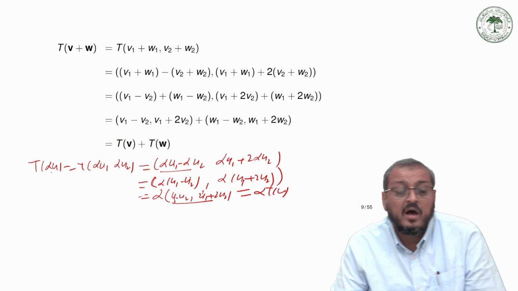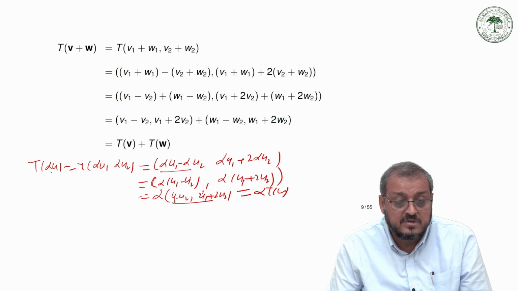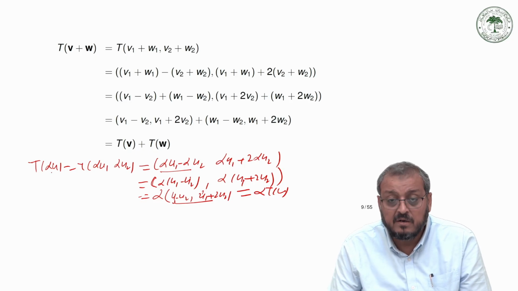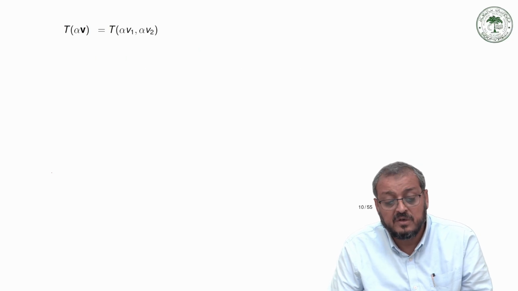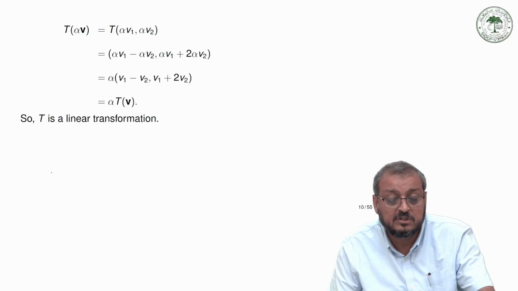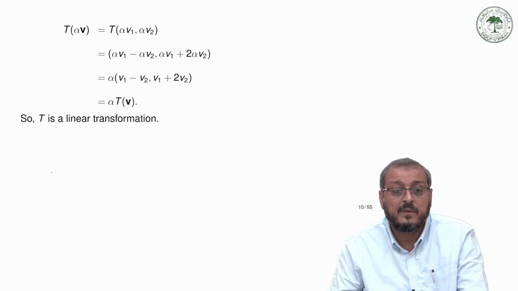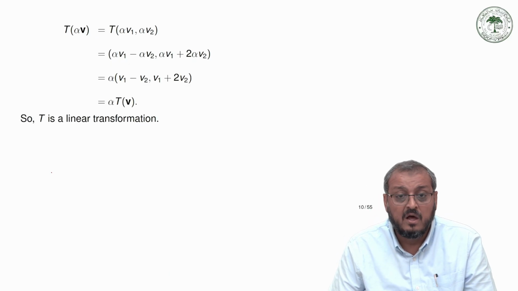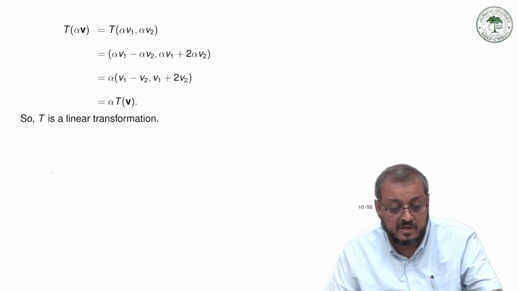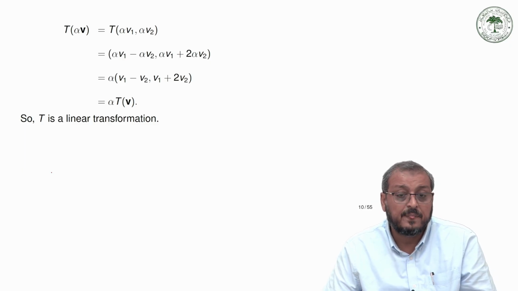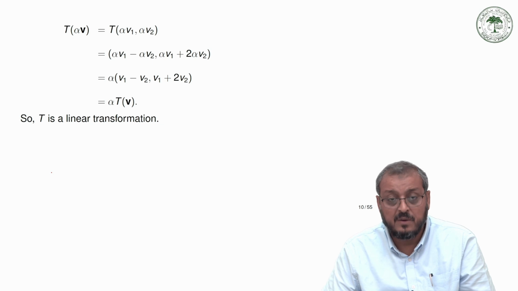So this means this map also preserves the vector scalar multiplication. So this satisfies both the conditions. So this means T, our given map, is a linear transformation. Okay, so now I think this is clear how to check a linear transformation. I will try some more examples.